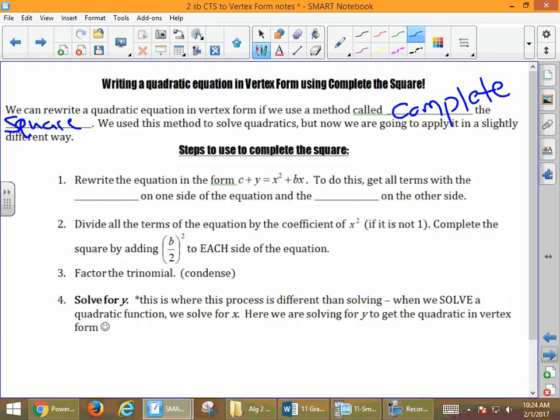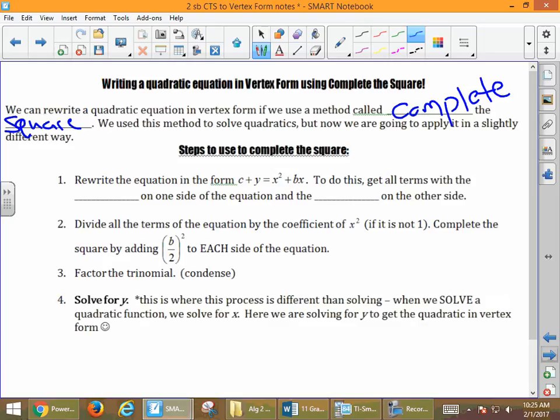Except we're going to change completing the square a little bit to work with our quadratic and our vertex form. But the steps should look fairly similar to what we did last unit. So we rewrite the equation in the form c plus y equals x squared plus bx.